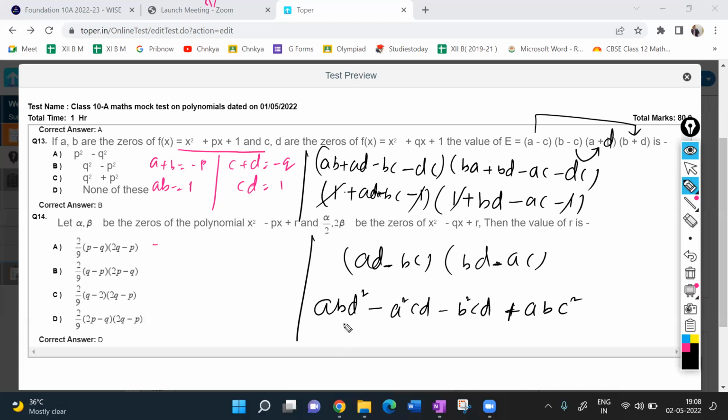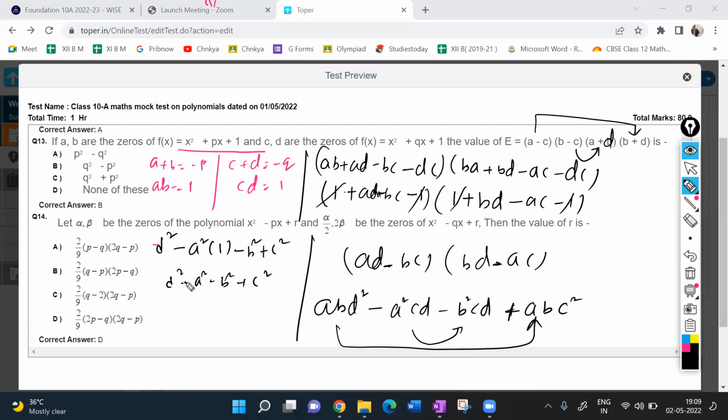We have CD. Yes, you can take CD common from this too, and take AB common. Why take common, sir? We have CD as 1, right? So yes, you can substitute directly. AB value is 1, so D square directly, minus CD value A square, so 1, minus B square plus C square. So I get D square minus A square minus B square plus C square. This is what I got.